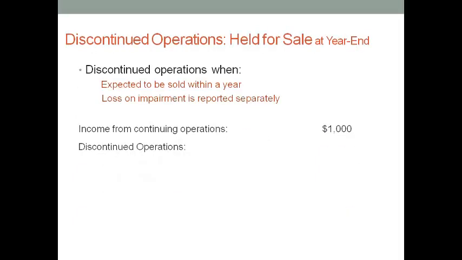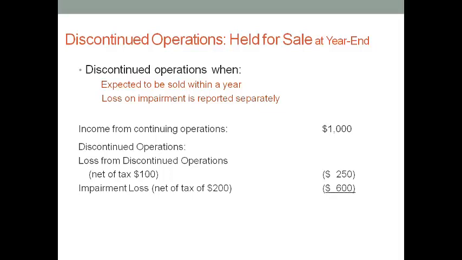Discontinued operations are reported when a segment that is held for sale is expected to be sold within a year. Any loss on impairment of the assets held for sale is reported separately. Take a moment to notice the separate lines for operating the business during the current year and for the impairment loss. Both amounts are reported net of tax.